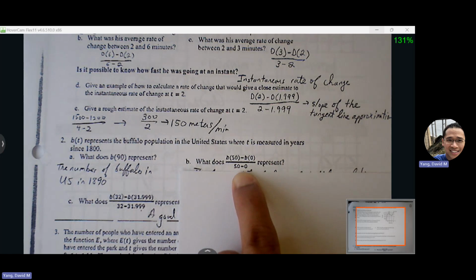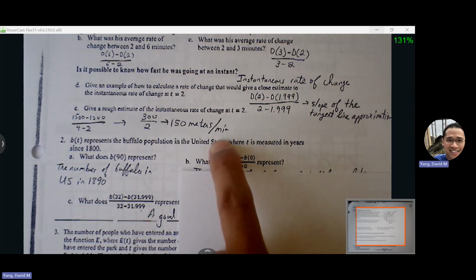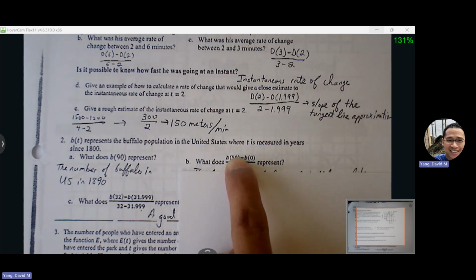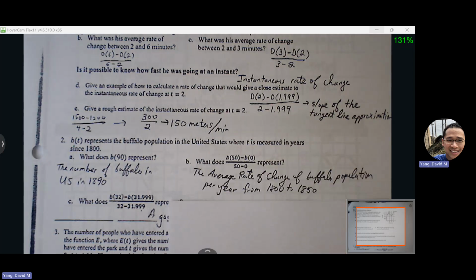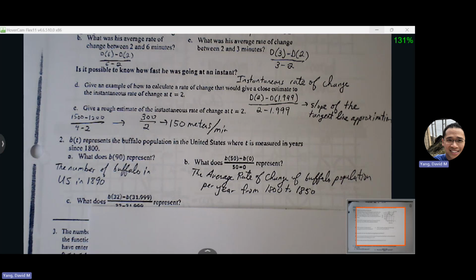Part B, what does B of 50 minus B of 0 over 50 minus 0 represent? We know this is more of a rate. This is the change in buffalo population over the change in time period. So this is telling us the average rate of change in the buffalo population between 1800 and 1850.